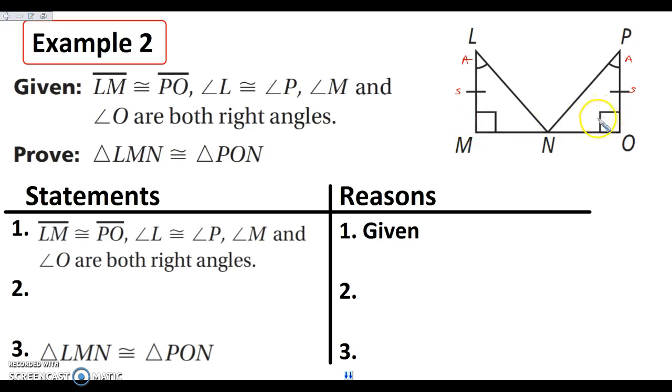So what do we know about right angles? We know that right angles are always congruent. So I can say angle M is congruent to angle O because all right angles are congruent. Now I know that these angles are congruent because I've just proved that. Why are my triangles congruent? I have an angle, a side, and an angle. My side that is included is between the 2 angles, so this is angle, side, angle.